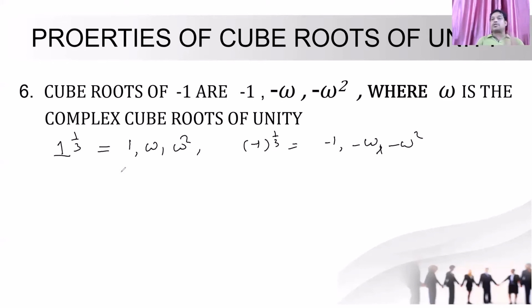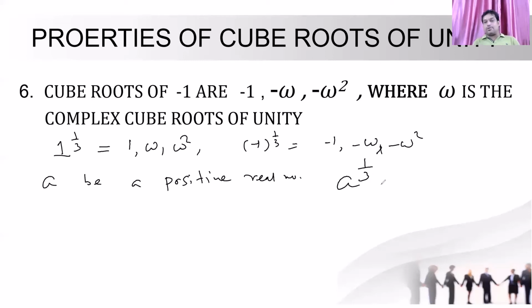We can find the cube root of any real number. Suppose A is a positive real number. Then how do we find the value of A to the power 1 by 3? Its answer will be A to the power 1 by 3, A to the power 1 by 3 omega, A to the power 1 by 3 omega square.